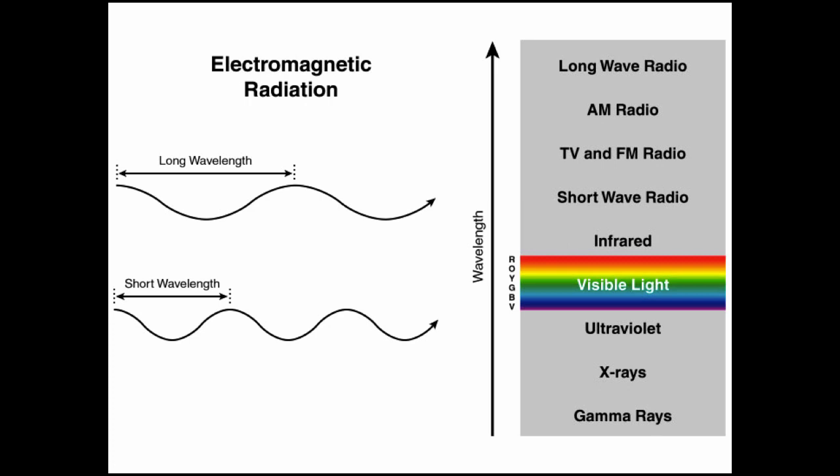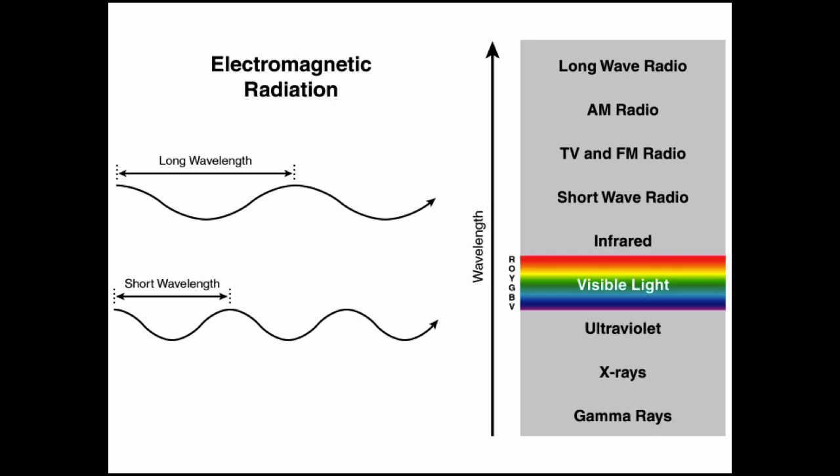And then things that have longer waves than that are the infrared radiation, radio waves, TV and FM broadcasts, AM radio, and long-wave radio broadcasts. So the human eye is only sensitive to that rather small portion of electromagnetic radiation that falls in that fairly small range from 400 to 700 nanometers in wavelength.